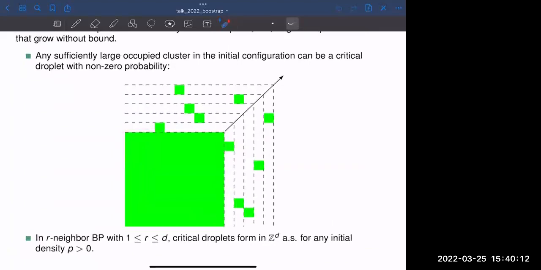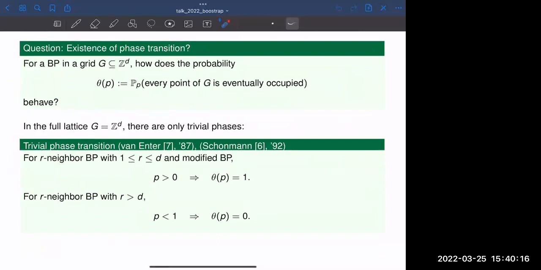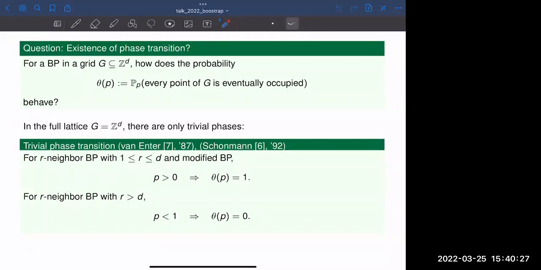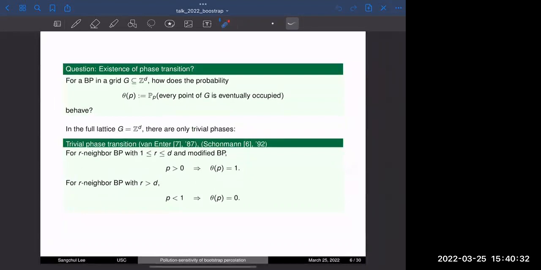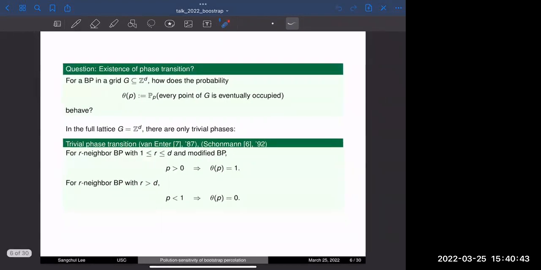Could you go back to the previous slide? Can G be bounded, just finite? We can consider both finite and infinite grids, but this result is formulated when G is infinite. I was thinking the result does not look correct if G is finite. Yes, when G is finite, something more interesting happens, and we will get to that very soon.